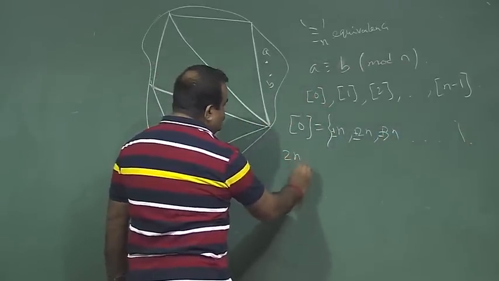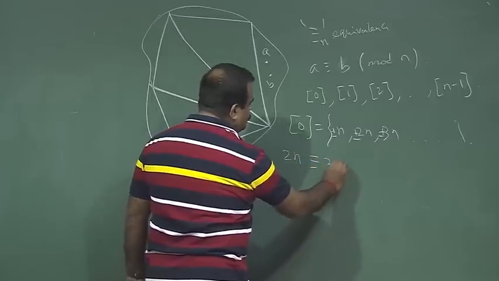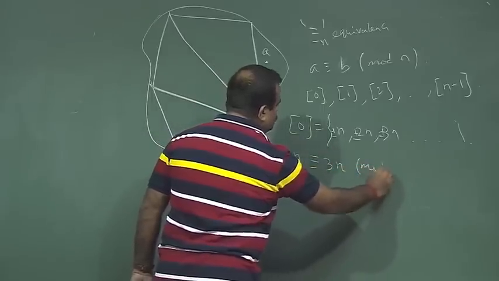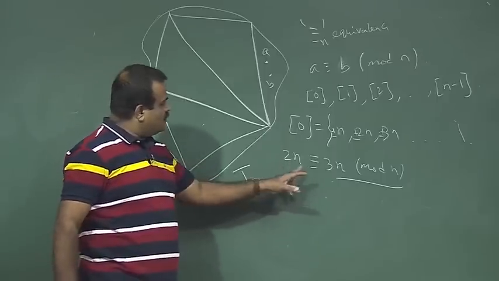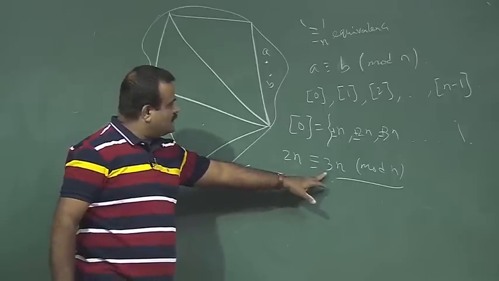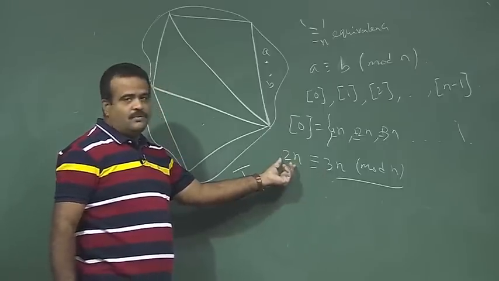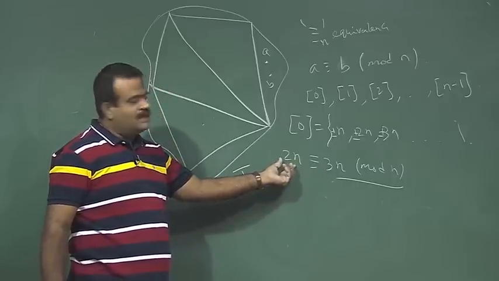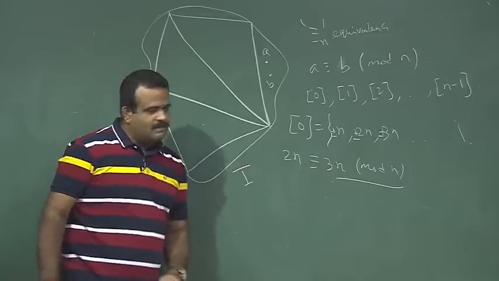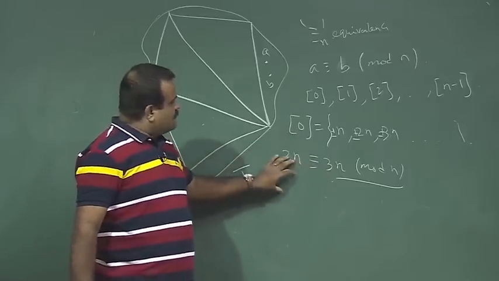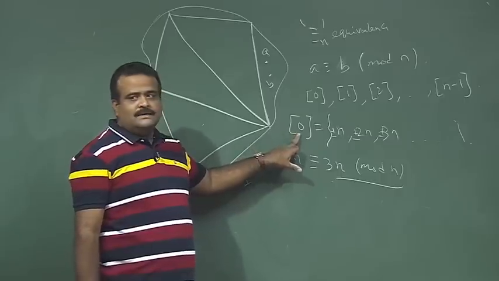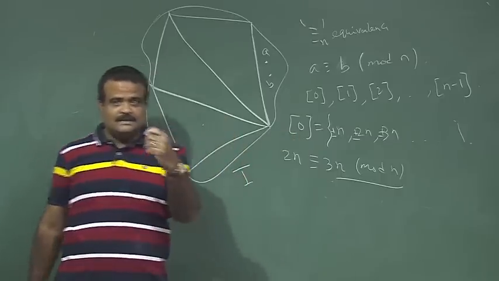That means 2n is congruent to 3n mod n, so they are related. 2n is related to 3n because if we divide 2n by n, the remainder is 0, and if we divide 3n by n, the remainder is also 0. So, they are in the same class, and that class we denote by 0, because the remainder is 0.